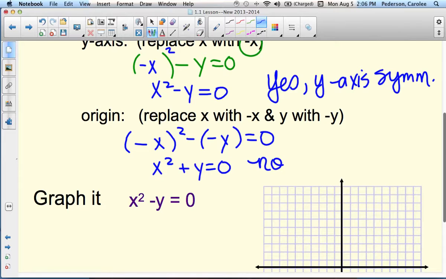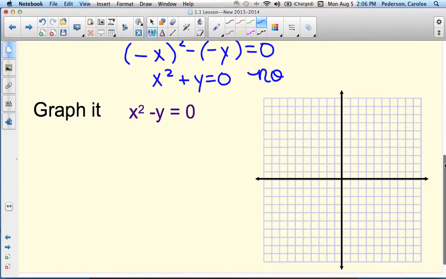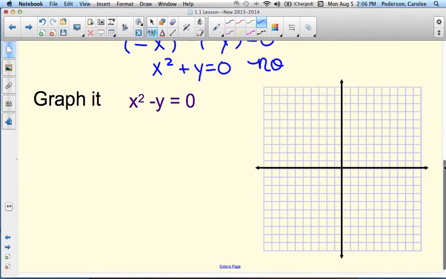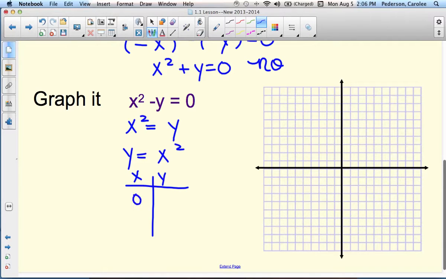Now in this example, let's go ahead and graph this equation. Right now it's in what we call standard form. I'm going to go ahead and solve it for y. So I'm going to bring that -y to the left side, and then y equals x squared. I like to write my y first, then my x squared. Now let's just make a quick xy chart. We'll just plug in like 3 points: 0, 1, and 2. So we substitute 0 in for x.